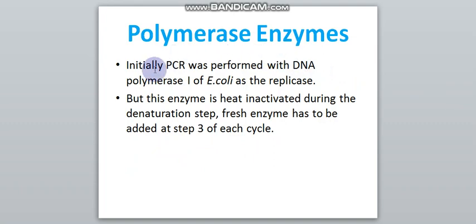Polymerase enzymes. Initially, PCR was performed with DNA polymerase 1 of E. coli as the replicase. But this enzyme is heat inactivated during the denaturation step, so fresh enzyme has to be added at step 3 of each cycle.